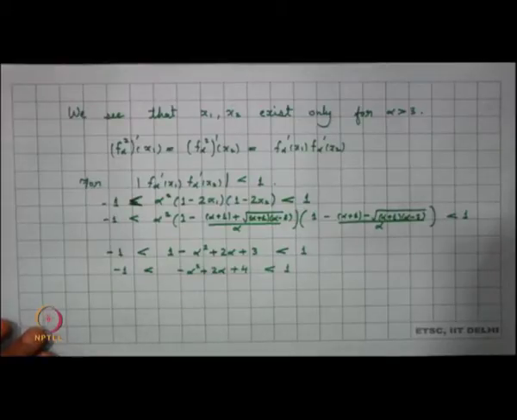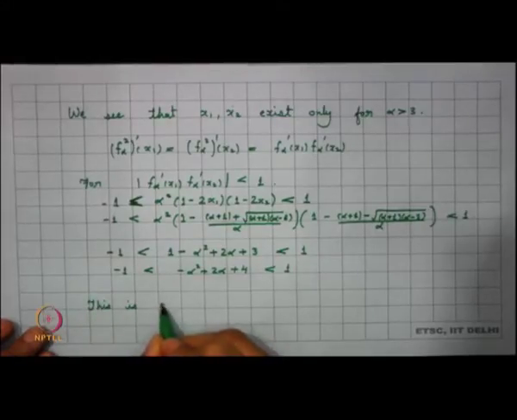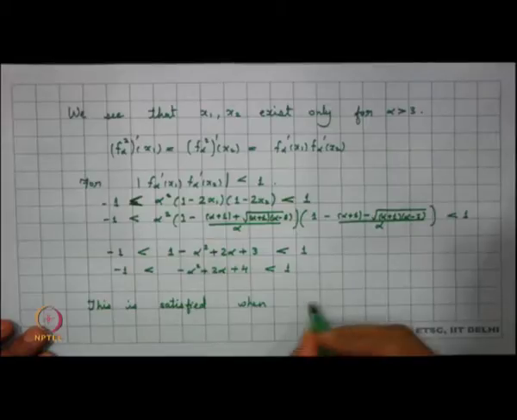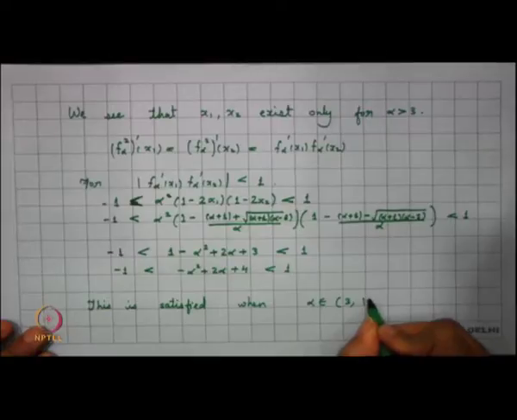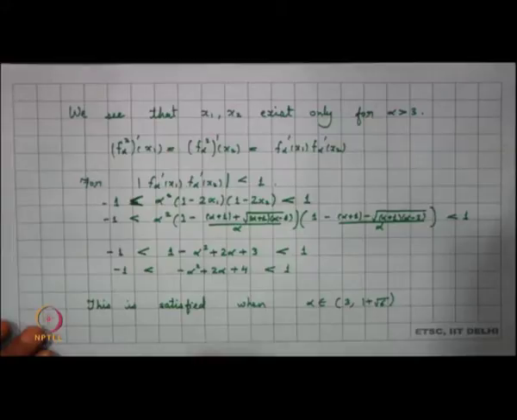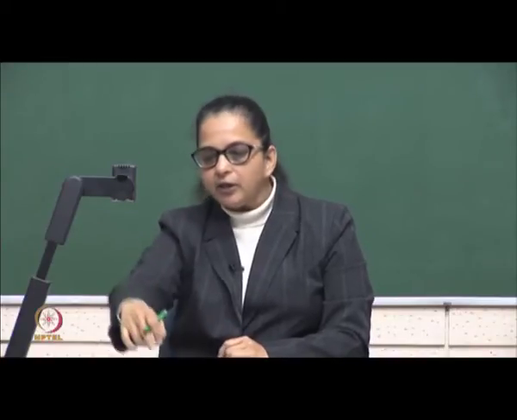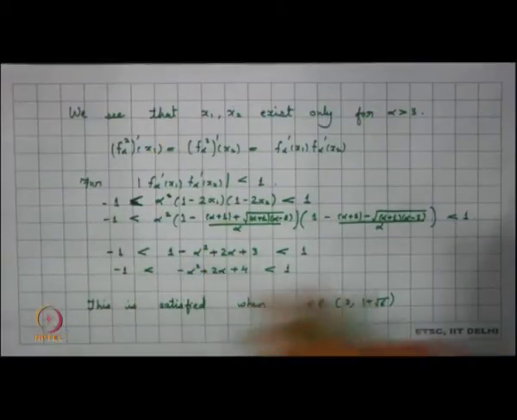This is satisfied when my alpha belongs to, of course it should be greater than 3, and goes up to 1 plus root 6. This is satisfied for these values of alpha. So, whenever my alpha lies between 3 and 1 plus root 6, we find that this periodic orbit of period 2 happens to be a sink.